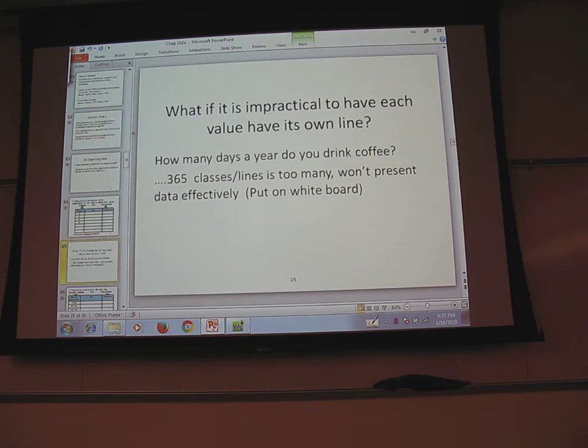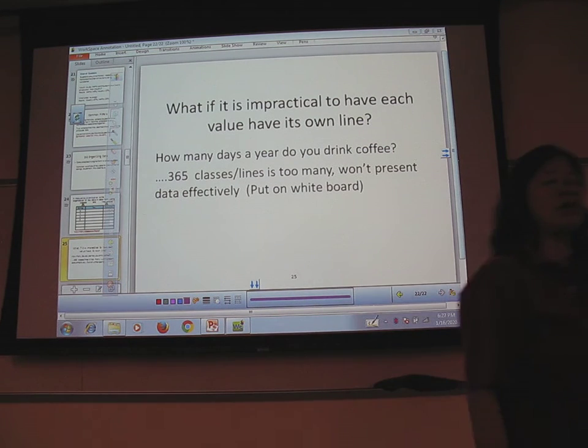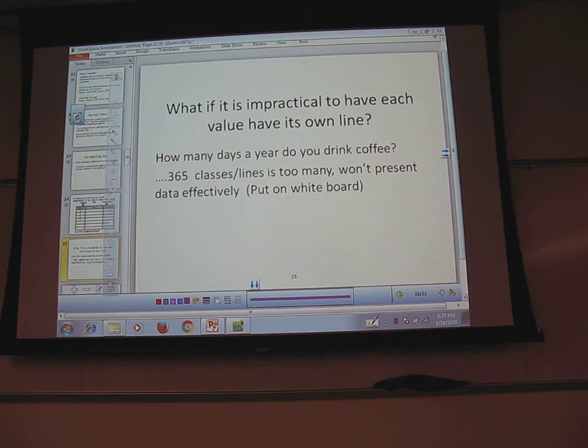Let me ask this question. What if it's impractical to have each value have its own line? So think about how many days a year do you drink coffee? And I don't mean how many times do you drink coffee, because you could drink it 5 times in a day, and that would still count as that one day, right? Like I drink coffee like 3 days a year, whenever I'm really tired and there's no other option around and I just need caffeine. Other people drink it every single day, 365 days a year. And maybe they take off one day or something like that.